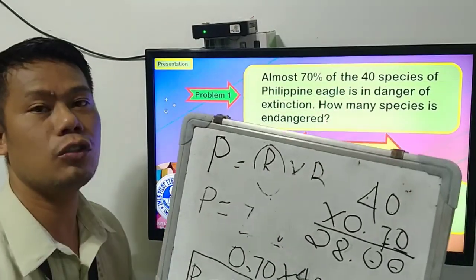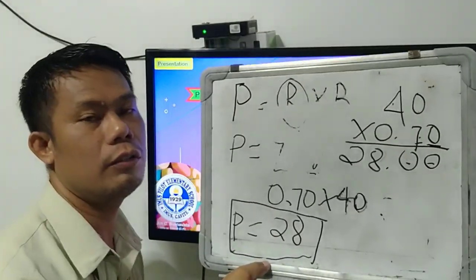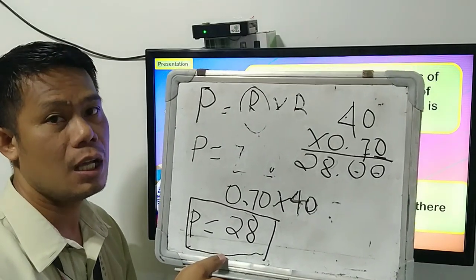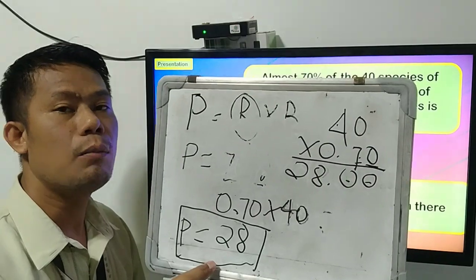Okay, so that is how to solve the routine problem. And if you have noticed, we are only solving one operation, and that is multiplication. So in finding the percentage, we are going to multiply.